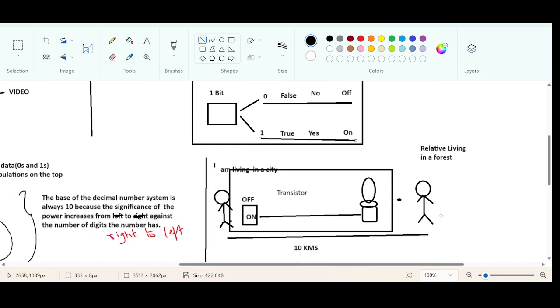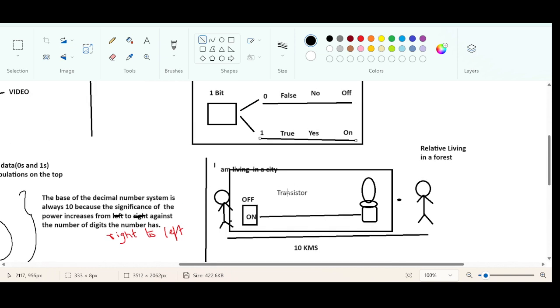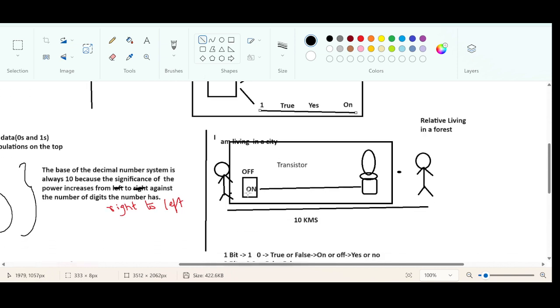Right? So the real-time example is if you want to establish a communication between two persons, one person living in a city and the second person living in a forest. You want to use 1 bit communication. 1 bit in the sense, with the help of a switch and a bulb, you can transmit two sets of data. You can turn on the bulb, you can turn off the bulb. Turning on the bulb can represent that you are in danger. Turning off the bulb can represent that you are safe. So two pieces of information can be transferred with one switch and one bulb.